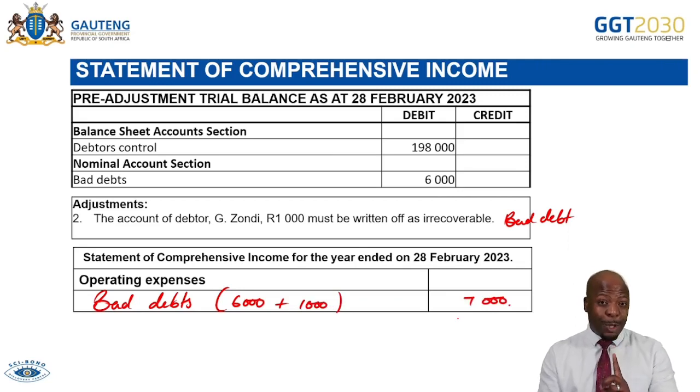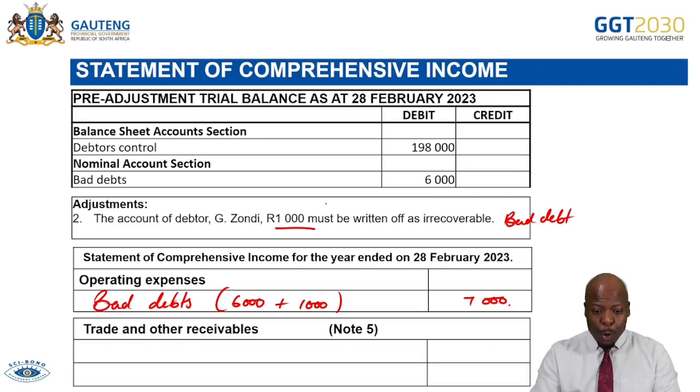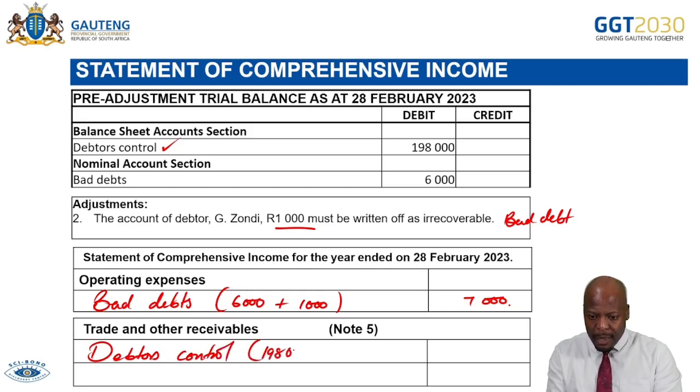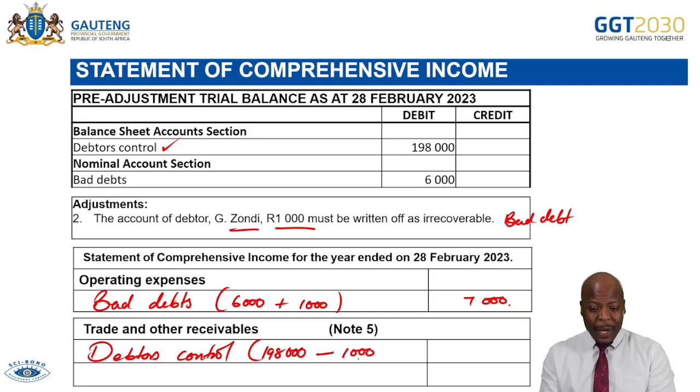But if you remember what I told you in activity 1, whenever you have such an adjustment, it will also affect your trade and other receivables. You're correct. So I'm going to come and I'm going to take my what? My debtors control. Here is my debtors control. And I'll say, on my debtors control, how much is my debtors control? 198,000. Of that 198,000, this G's only will not be able to pay us anymore. So what do we do? We subtract him from our debtors, minus 1,000. He is no longer part of our debtors.